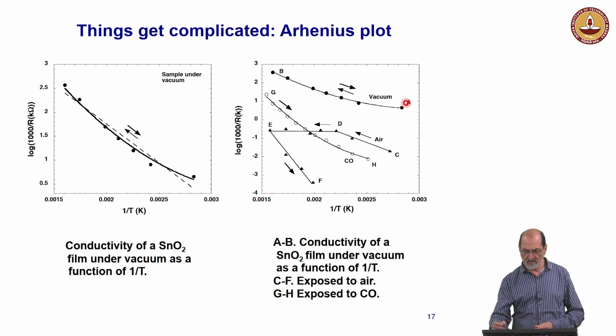Well, here we have the results for vacuum, and we have the other results. For example, we ended at this point, and we switched to the C point, and opened the valves. Now the chamber is full of air. As the air gets into the chamber, the resistance changes from A to C.